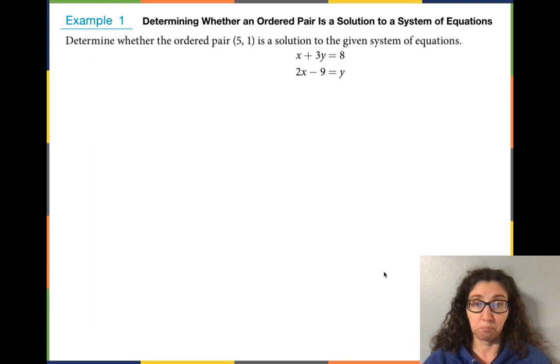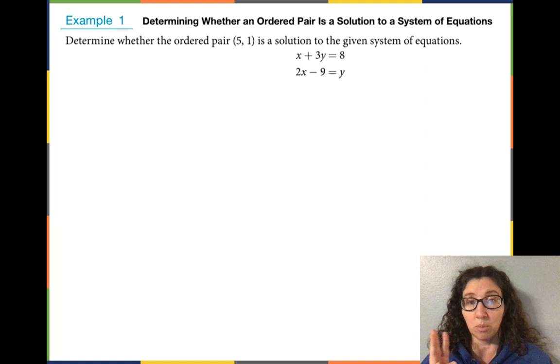All right, so there's three ways that we have to solve a system of linear equations: graphing, substitution, and addition or elimination. That's different ways to say the same thing.